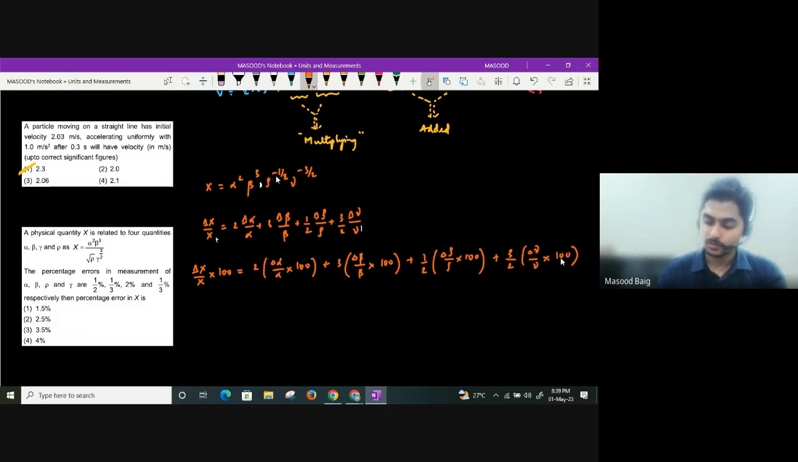So already what are percentage errors given? For alpha it is given as half, for beta it is given as 1 by 3, for rho it is given as 2, for gamma it is given as 1 by 3. So what we can cancel out? So here you will have 1%, here you will have 1%, 2%, 3%, and 1 by 2. So you are going to get it as 3.5%.